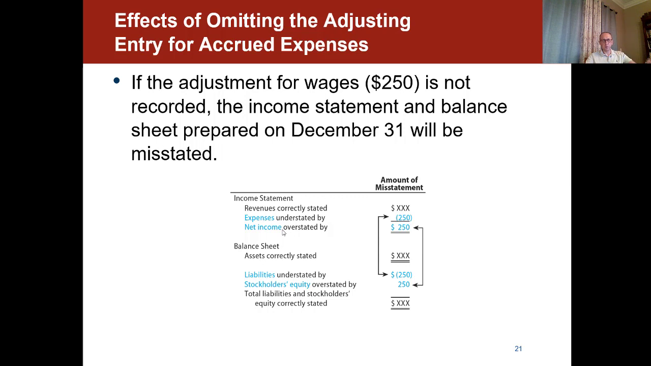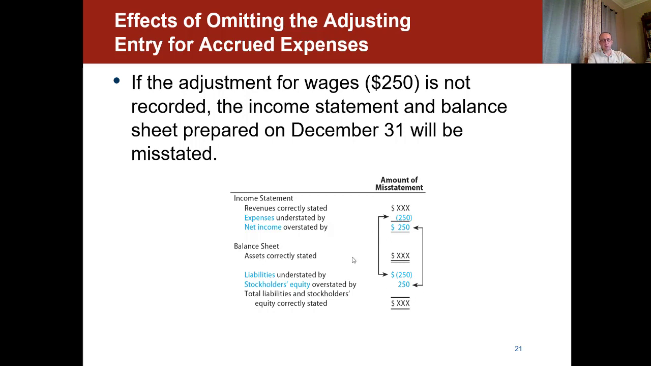So if I don't record an expense, then I would overstate or exaggerate my net income. How about the balance sheet? Assets are not affected because we don't record any asset here. But remember, we record the wages payable. Wages payable is a liability, and it would be understated if we forgot to make this adjusting entry, so the liabilities would be understated. And because of this overstatement in net income, we expect stockholders' equity to be also overstated.